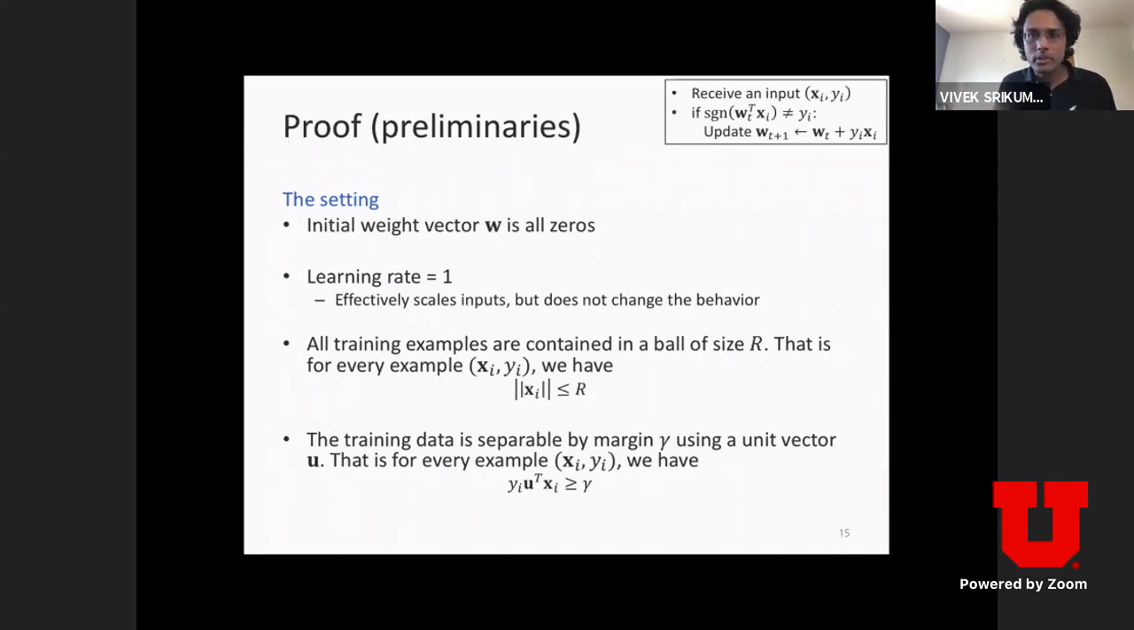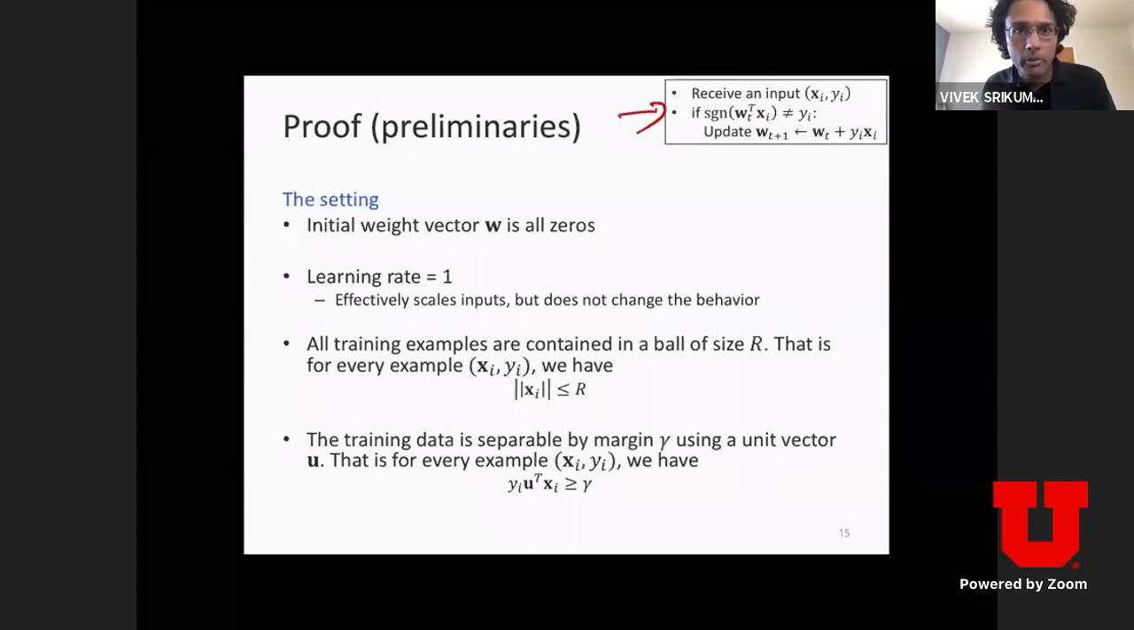There are a few steps that you have to be careful about, but it's a rather simple proof. So we're going to look at a proof of this theorem. Just to make sure that we are all on the same page, the algorithm that we are working with is this thing here. It will remain there at the top of the slide.